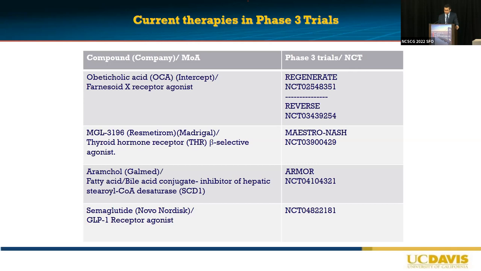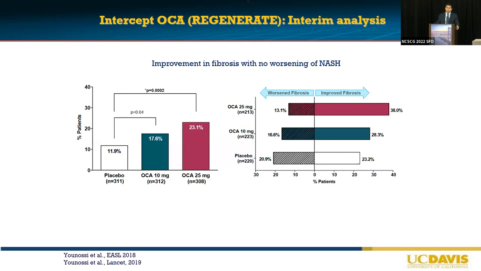So now Intercept, the Regenerate trial, this was the published data. It showed they had two separate doses, 10 and 25 milligram. There was significant improvement of the fibrosis with no worsening of NASH. They did meet their primary outcome. As you can see, the 25 milligram dose significantly improved over the placebo.